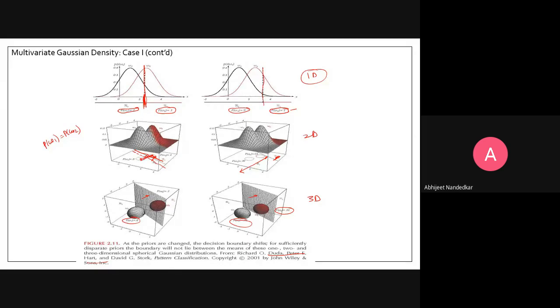So threshold onwards is omega 2 and threshold below is omega 1. And this line position is moving to the right-hand side since the prior of omega 2 is less in this case compared to this. Okay, so this way we can study this classifier and where the decision will be.